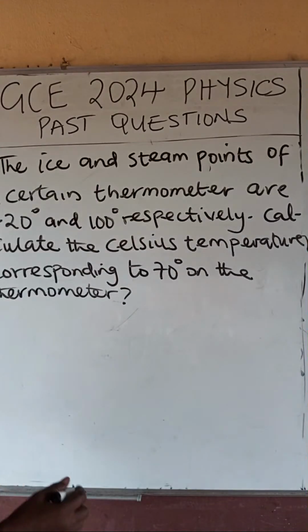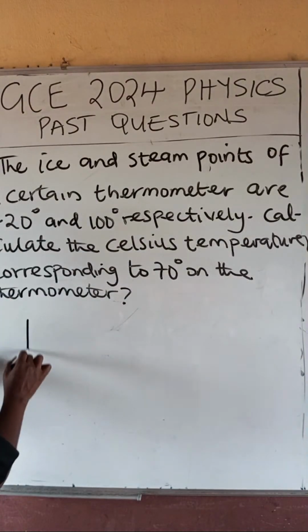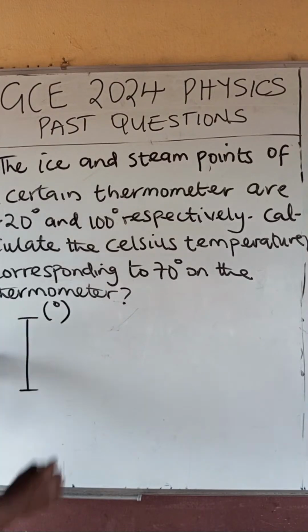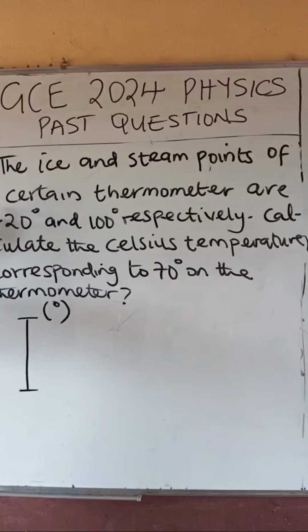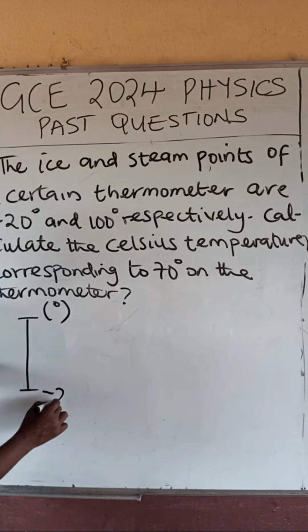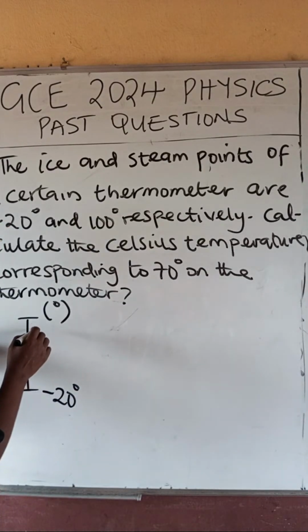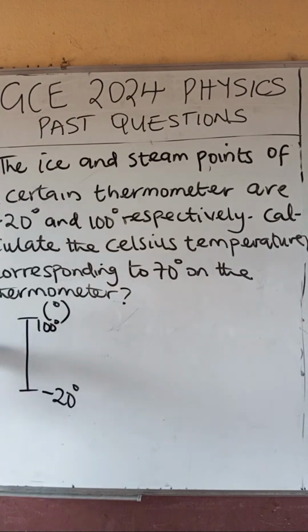All right, let's solve. Now, this thermometer is registered only in degree, and it has its ice point, which is the lower one, at minus 20 degrees, okay? And the steam point at what? The steam point is 100 degrees, okay?